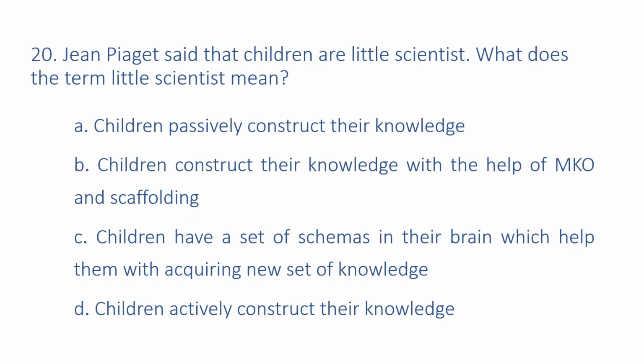The last question. Jean Piaget said that children are little scientists. What does the term little scientist mean? Children passively construct their knowledge. Children construct their knowledge with the help of MKO and scaffolding. Children have a set of schemas in their brain which help them with acquiring new knowledge. Children actively construct their knowledge. The correct answer is D. Children actively construct their knowledge. They are not passive. The second option, children construct their knowledge with the help of MKO and scaffolding, is proposed by Vygotsky. Thank you.